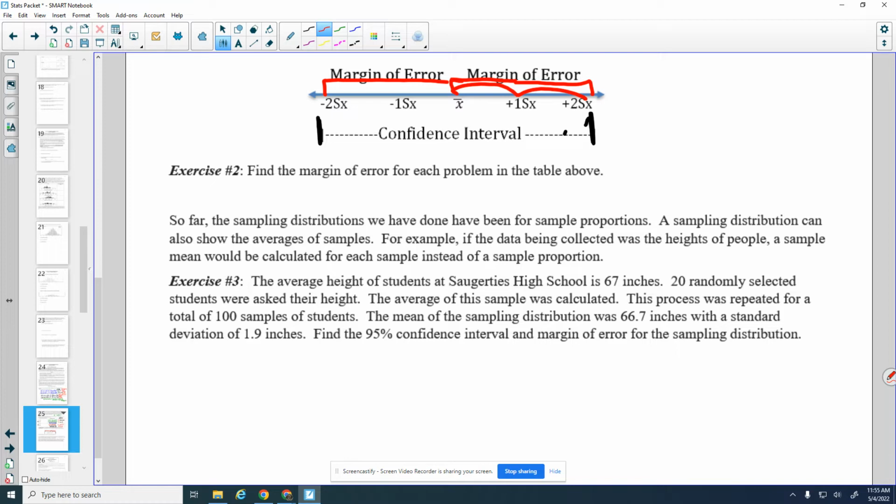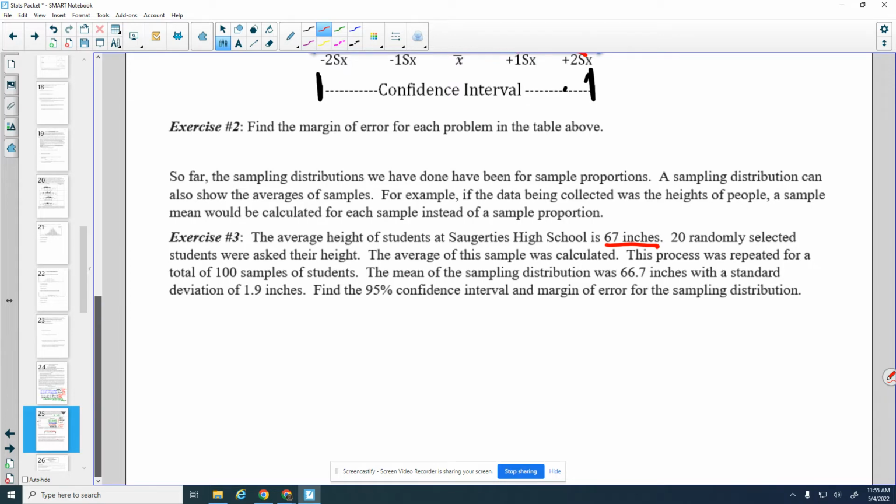So here we have an example. The average height of students at Saugerties High School is 67 inches. That's about 5'7". 20 randomly selected students were asked their height, and the average of this sample was calculated. This process was repeated, taking these samples of 20 for a total of 100 samples. So that would create a sampling distribution with 100 dots. Then we find that the mean or average of the sampling distribution was 66.7 inches.